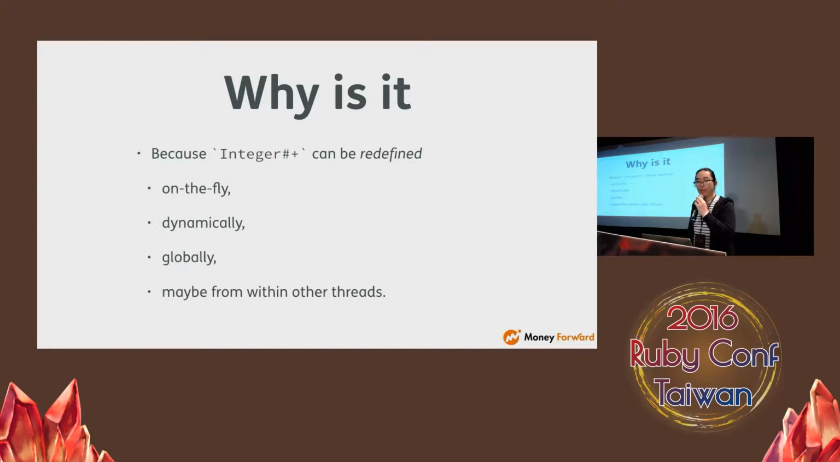The reason why we can't do this is because what I said, that 1 plus 2 must be 3, is wrong, in fact. It could be redefined dynamically and globally. So it is pretty difficult to say that 1 plus 2 is 3 beforehand. This is the reason why we calculate 1 plus 2 every time.